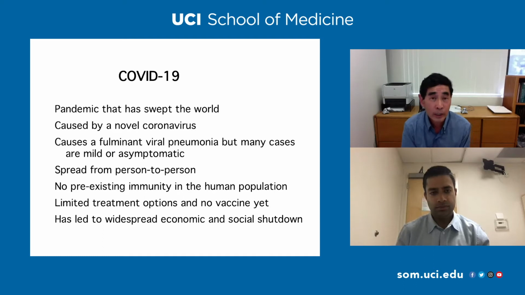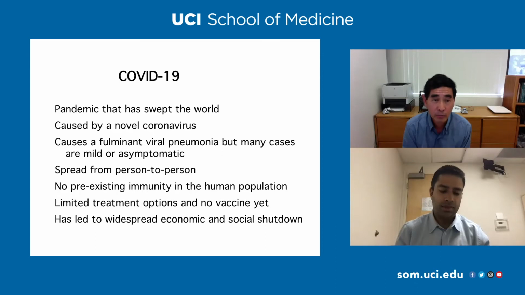So to summarize what I've talked to you about, COVID-19 has been a pandemic. It's swept the world. It's caused by a novel coronavirus, which is a kind of RNA virus. It causes a respiratory infection, a fulminant or severe viral pneumonia, but many cases are mild or asymptomatic. The spread is person to person, mainly by respiratory droplets. We have no pre-existing immunity in the human population, which is why everyone's at risk and why there have been so many cases of infection. Dr. Khan will be talking about treatment options and a vaccine, but so far we have limited options. Because of all this, it's led to widespread economic and social shutdown.